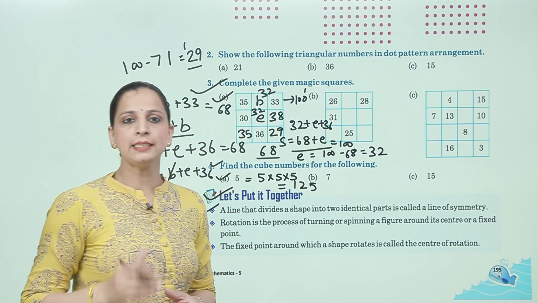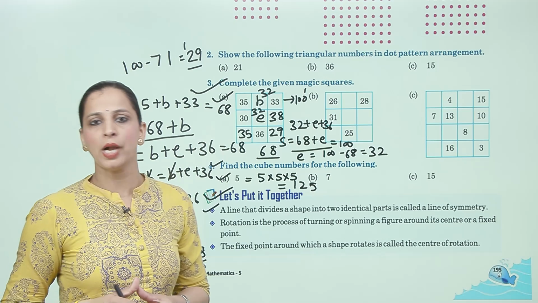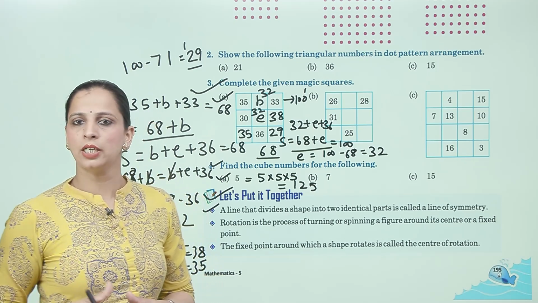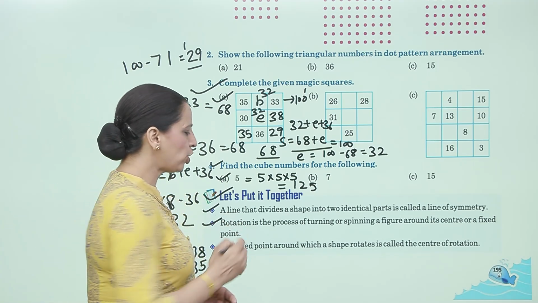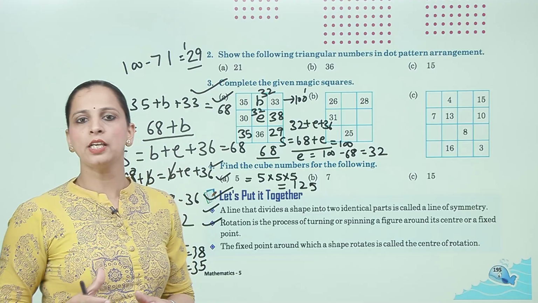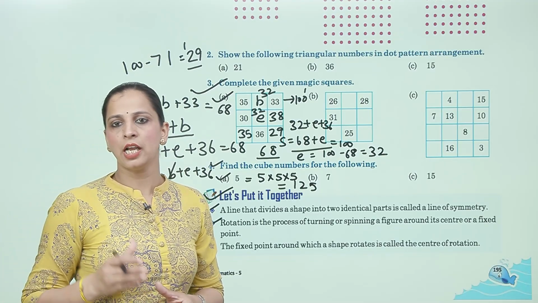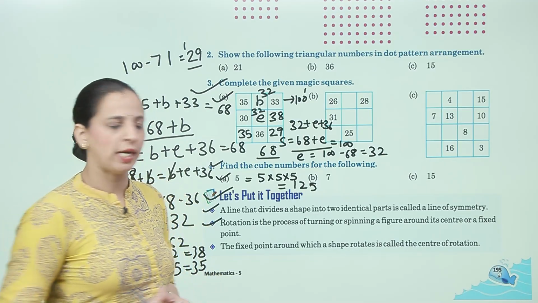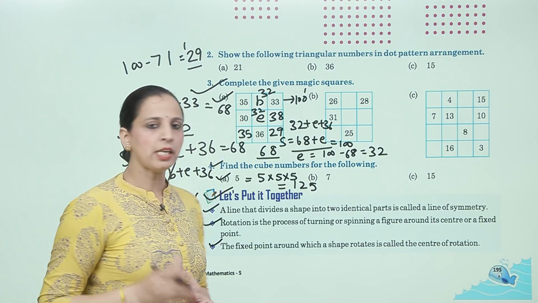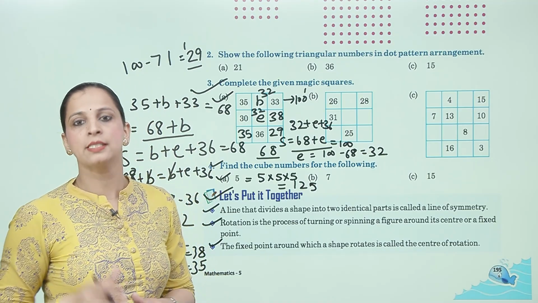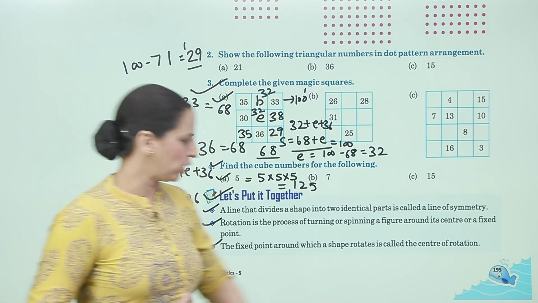First, a line that divides a shape into two identical parts is called a line of symmetry. Next, rotation is the process of turning or spinning a figure around its center or a fixed point. Next, the fixed point around which a shape rotates is called the center of rotation.